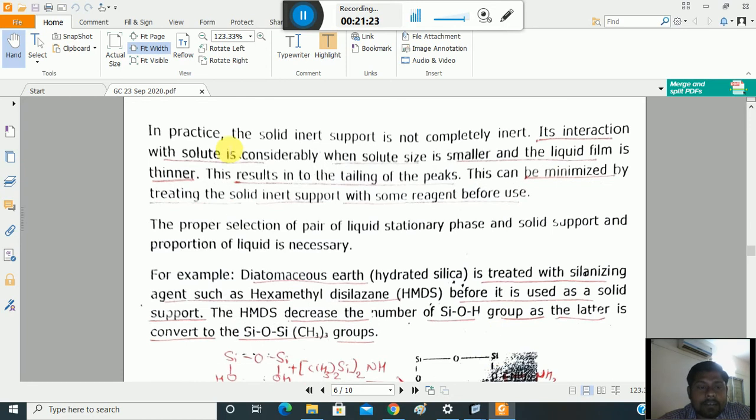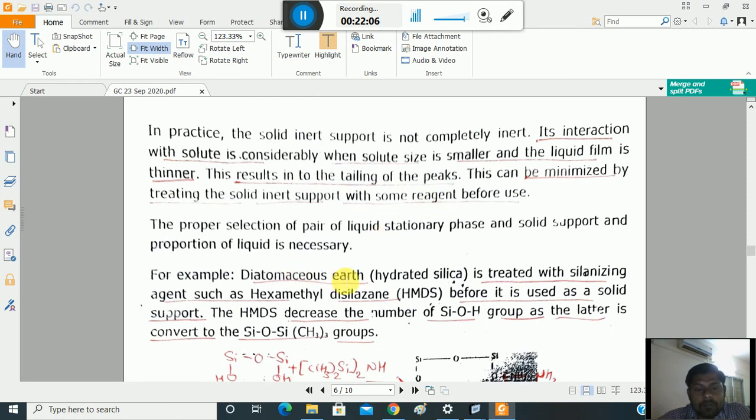Okay, the interaction with the solid is considerable when the solid size is smaller and the liquid film is thinner, resulting in tailing of the peak. I already discussed that point also, that in a packed column the interaction is considerable when the particle size and the liquid film are very small. Because of that, whenever there is an interaction between the solid support and a sample, some extra peaks are observed in a chromatogram. Those extra peaks with the sample peak are known as tailing of the peaks. It can be minimized by treating the solid inert support with some reagent before use.